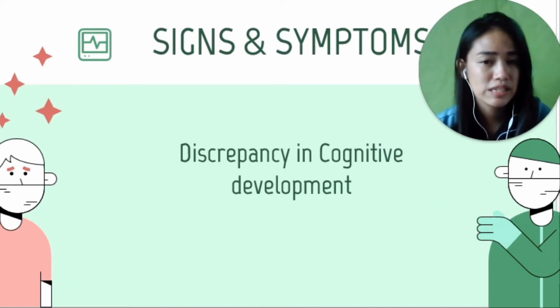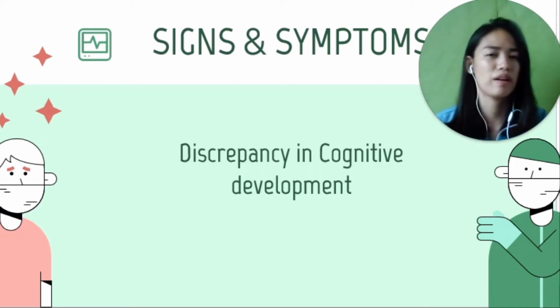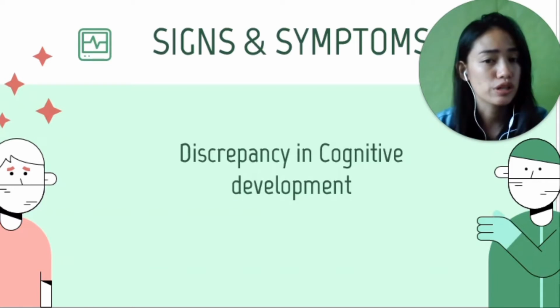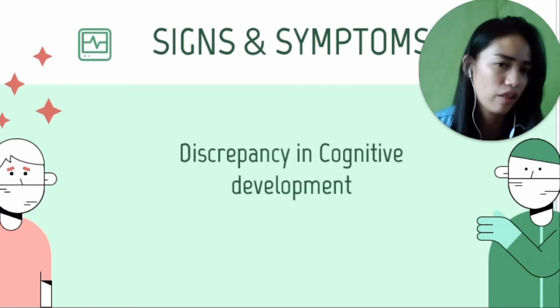Next, we have discrepancies in cognitive development. So basically, this is already self-explanatory. So naadjud as I've mentioned earlier, so not just ang motor systems ang naay problem, but also other aspects such as ang cognitive development sa child.